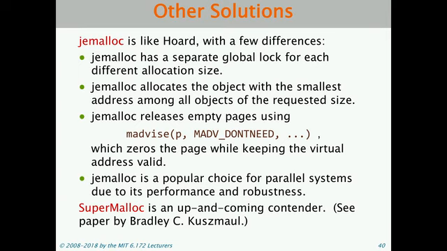Okay, so nowadays there are some other allocators that people use. So jemalloc is a pretty popular one. It has a few differences from Hoard. It has a separate global lock for each different allocation size. It allocates the object with the smallest address among all the objects of the requested size, and it releases empty pages using madvise, which I talked about earlier. And it's pretty popular because it has good performance and it's pretty robust to different allocation traces. There's also another one called supermalloc, which is an up-and-coming contender, and it was developed by Bradley Kuszmaul.